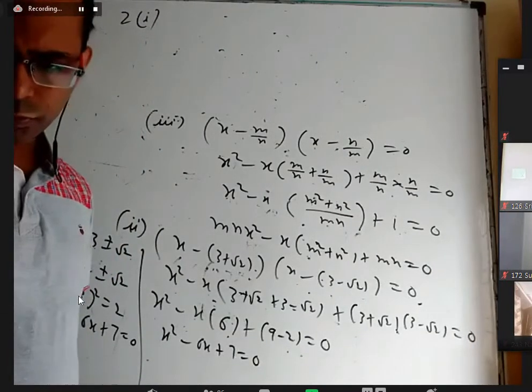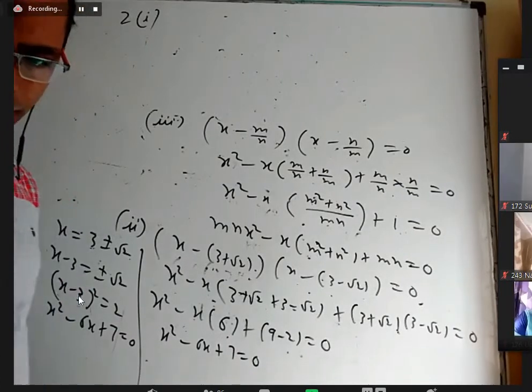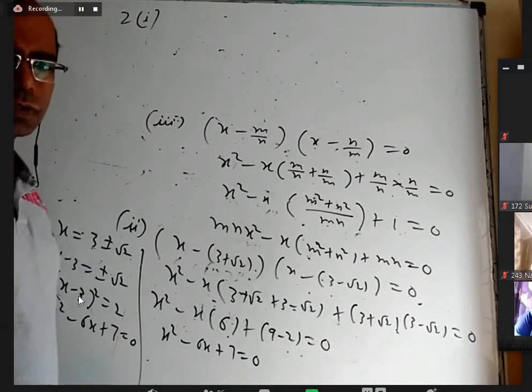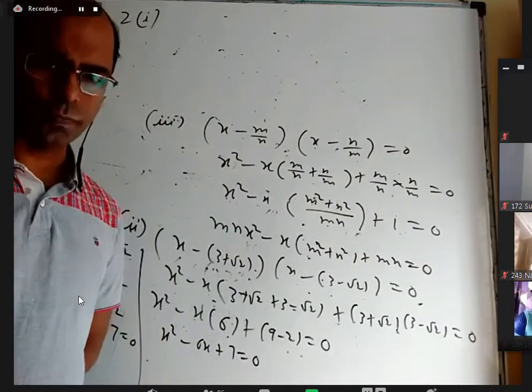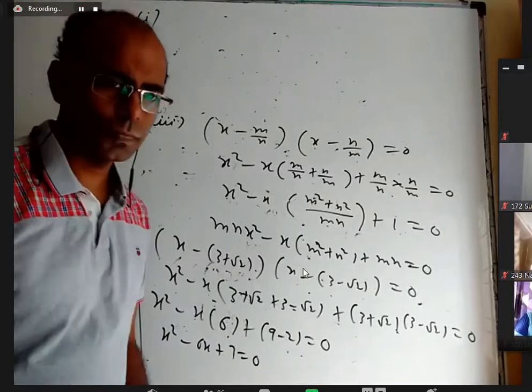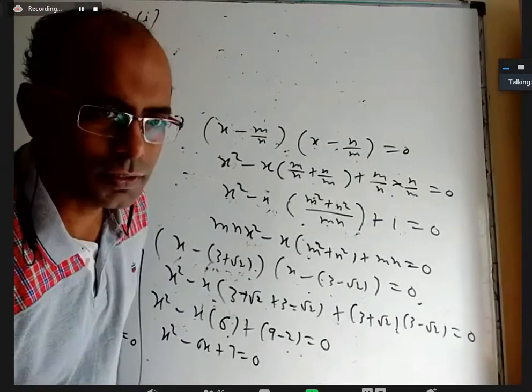Show that each of the quadratic equations below has real roots. Generally, if you want to show that it has real roots, you have to show that the discriminant, b square minus 4ac, is greater than or equal to 0. Sometimes you just find the roots. Then also you can say they are real roots.